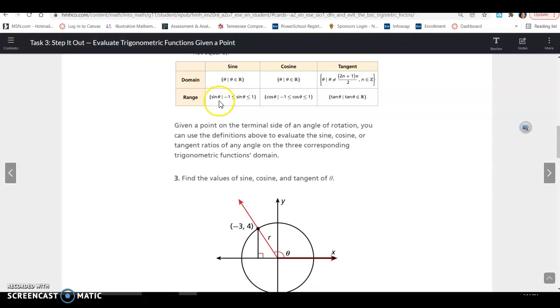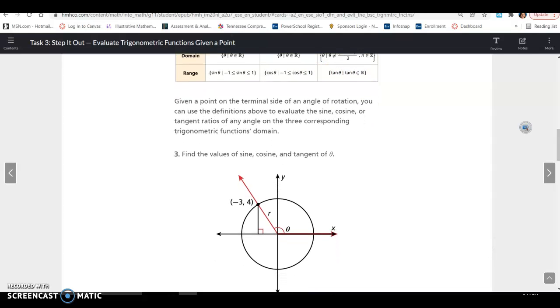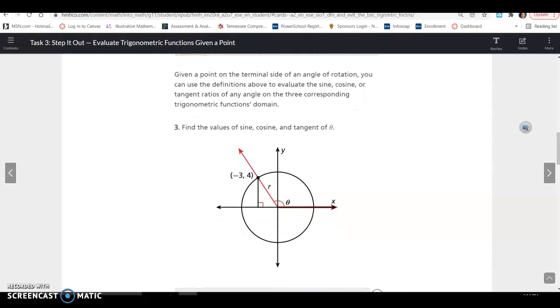So your range is going to fall between negative 1 and 1. So the sine of theta will fall between negative 1 and 1. And the cosine will also fall between negative 1 and 1. And then the tangent will be all real numbers. So given a point on the terminal side of an angle of rotation, you can use the definitions above to evaluate the sine, cosine, and tangent ratios of any angle on the three corresponding trig functions.